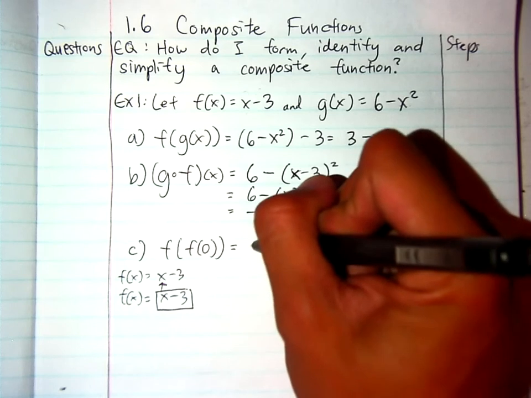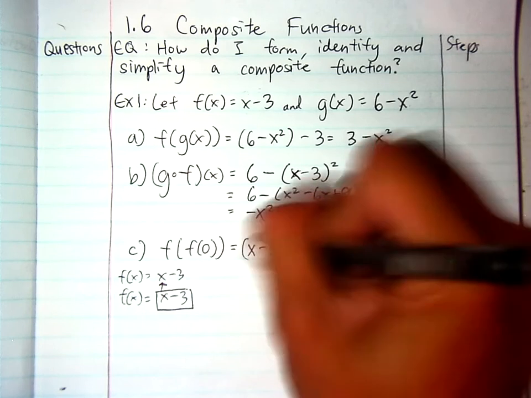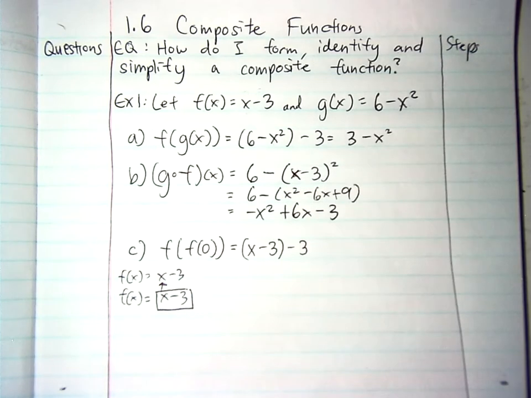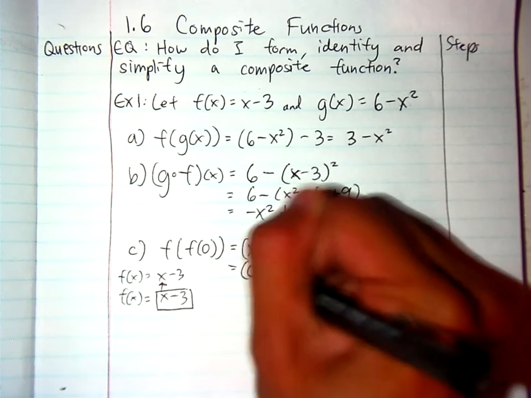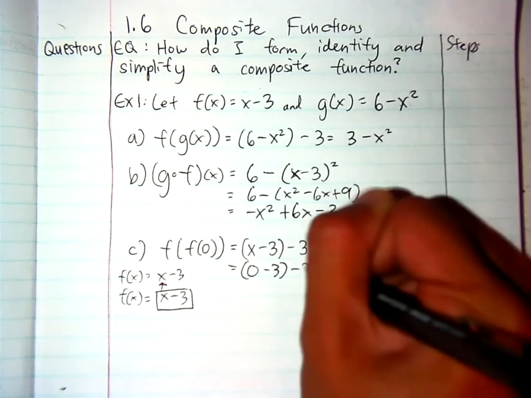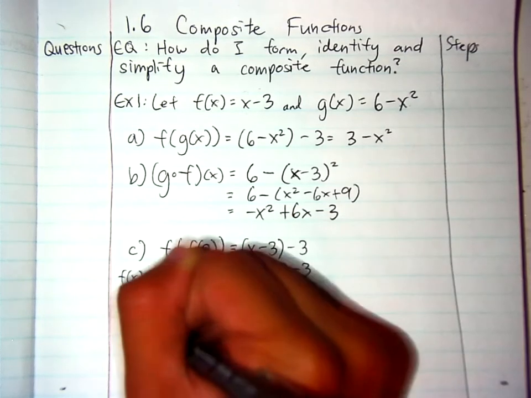I should have x minus 3 minus 3. Normally this would be x, but now I'm going to plug it in. And since it's f of f of 0, I'm going to plug in 0 for x. So it'll be 0 minus 3 minus 3, which is negative 6.